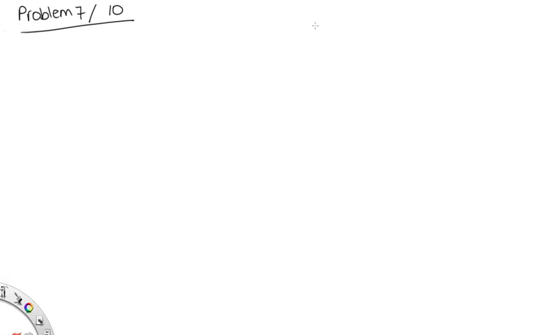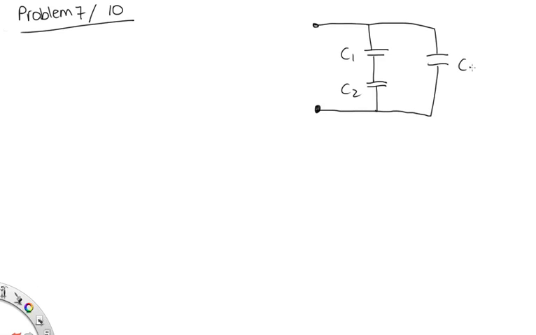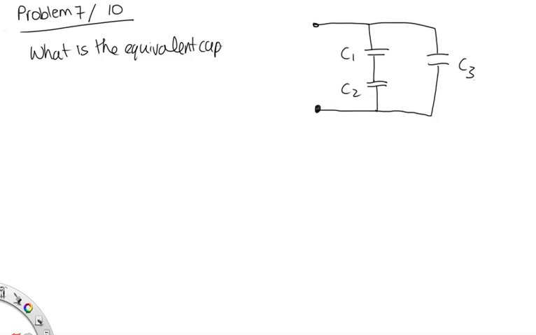Problem 7 for 1221 or 10 for 1231. In this problem we have a series of capacitors. We have C1 and C2, literally in series here, C1, C2, and then we've got C3 in parallel with the C1, C2 combination. And we're asked, what is the equivalent capacitance?